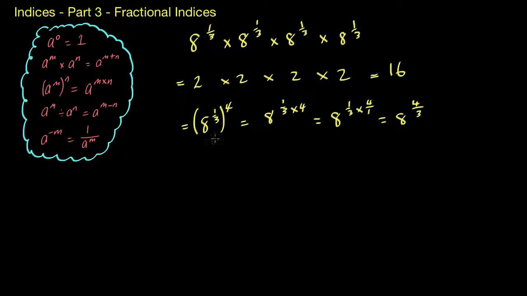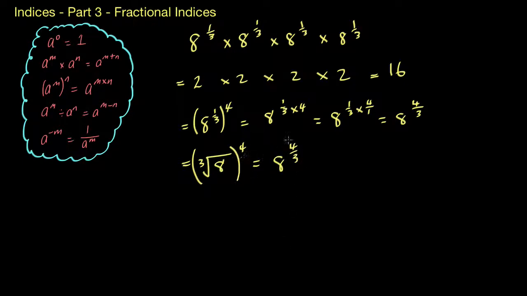Now if you take a step back to what we had here in the brackets, 8 to the power of a third is also this. We know it's the cube root of 8. We saw that in the very first part of this video. And it's all powered by 4. So I'm going to place that 4 outside the brackets. What's really happening here is I take the cube root of 8 and then I power it all by 4, and that gives me this, 8 to the power of 4 over 3.